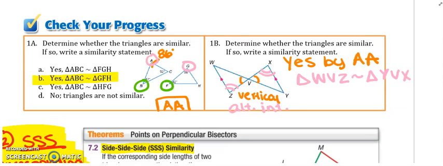Okay, so hopefully you've worked 1A and 1B, and the answer to A is yes, it works. Here's your statement by AA, because you can figure out the two measures. 1B is also yes by AA. You have vertical angles and a couple sets of alternate interior angles, and you can check your similarity statement there. So that's our first way, AA.